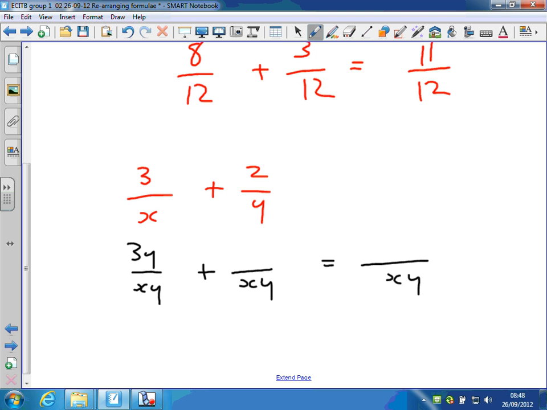What goes in there? What have I got to times y by to get xy? Correct. So what do I do with the top? Good. Right. So that's what goes there. Okay. So now, what goes here? 3y plus 2x. I can't go any further than that because I don't know what y and x are, but that expression now is the same as that.